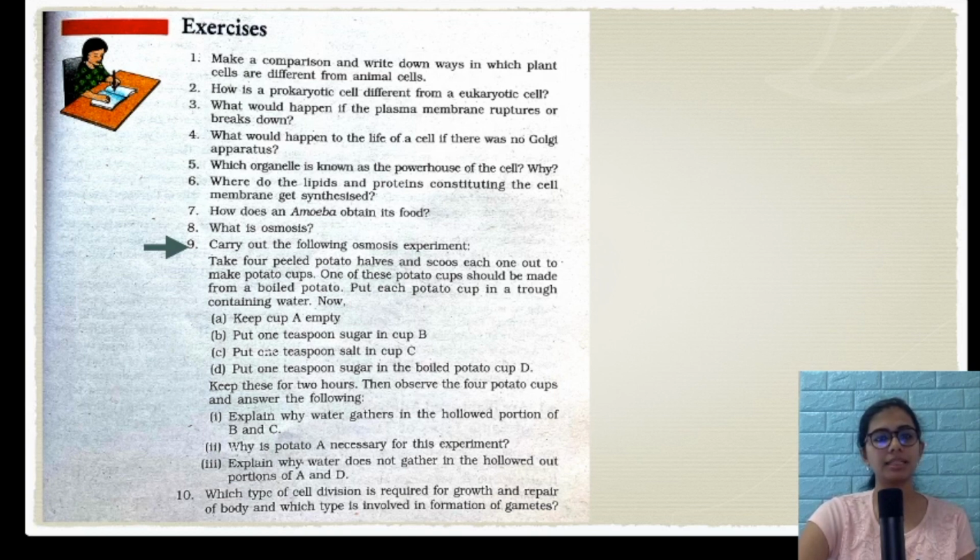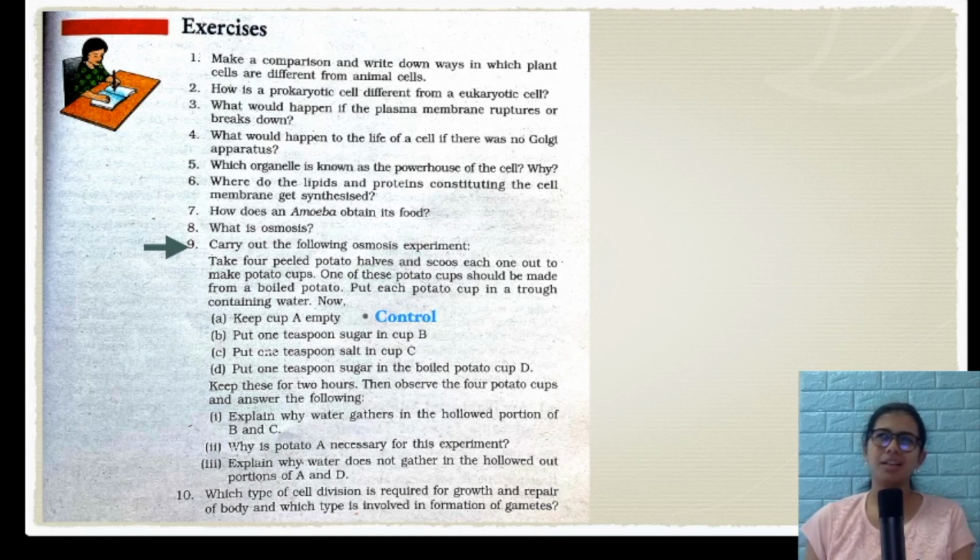So first, it's kept empty. That means nothing is being done to it. Such a practice where a subject is kept untouched is very common in science. And that subject is always called the control, because it is necessary to have a control in an experiment. It gives us the tool to measure the difference in other subjects.